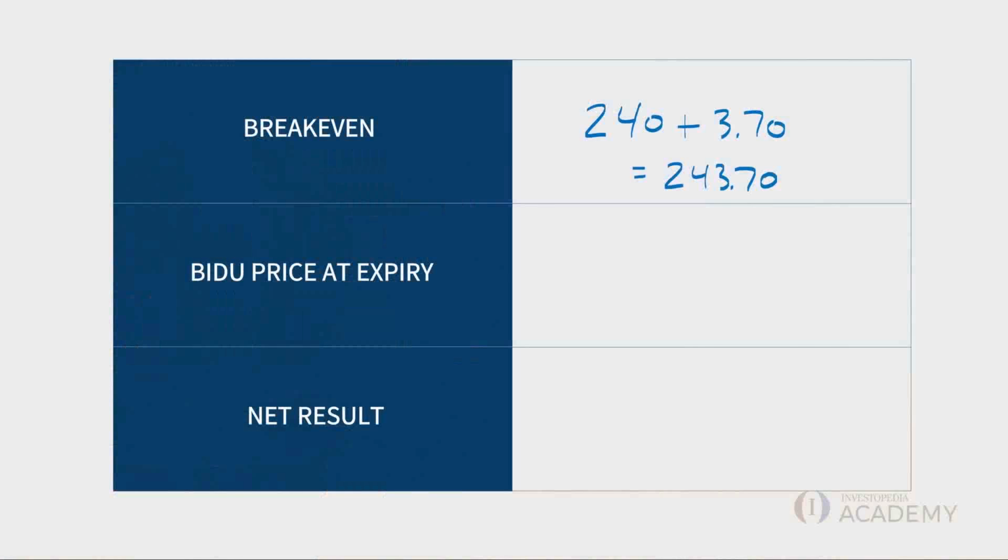So where did Baidu close at expiration? 262.39. So clearly, Baidu went up. It did not go down. So our bear call spread did not make any money. Let's go ahead and calculate the net result. Again, you're going to have to look at both legs of the trade to see how they played out.